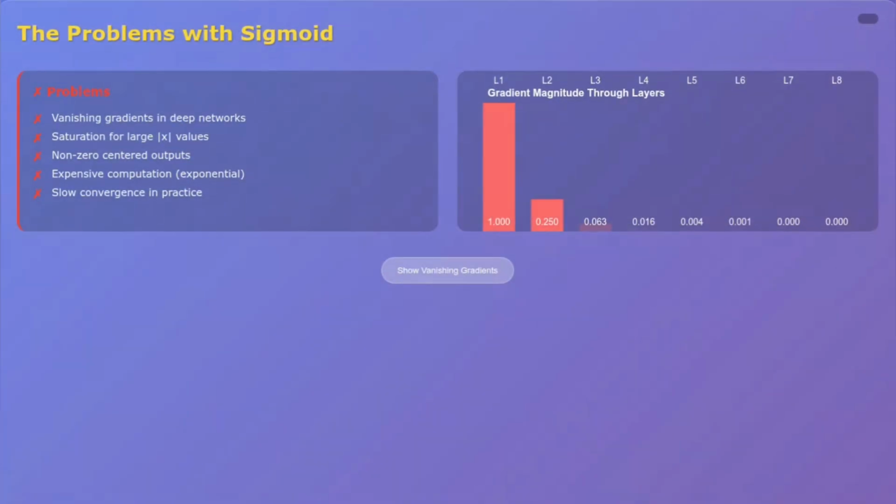But sigmoid isn't perfect. In fact, modern deep networks rarely use it in hidden layers. Let's see why. The biggest issue, vanishing gradients. Look at sigmoid's derivative. Its maximum value is only 0.25. In deep networks, these small gradients get multiplied together, quickly approaching 0. Second problem, saturation. For inputs below -4 or above 4, the gradient becomes nearly 0, making learning extremely slow. Third issue, outputs are always positive. This can cause zigzag learning patterns and slower convergence.